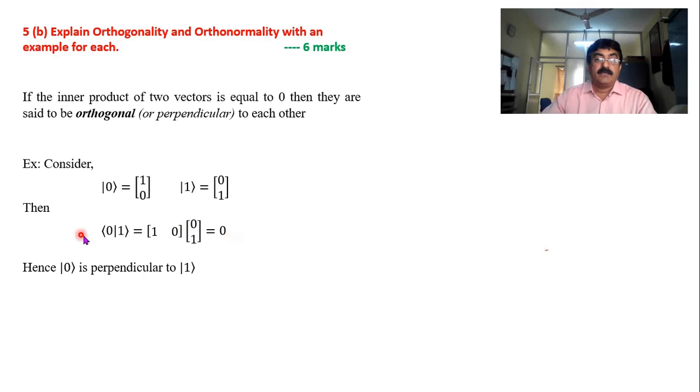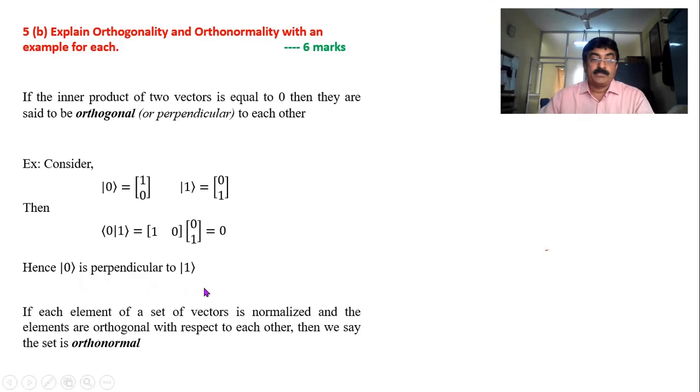That means the inner product of 0 and 1 is 0. Therefore, 0 and 1 are perpendicular to each other. That means ket 0 is perpendicular to ket 1. Therefore, 0 and 1 are orthogonal. This is one thing. Next, orthonormality. Now coming to orthonormality: if each element of a set of vectors is normalized, and normalized means that when you take the inner product of the same vector, the answer must be 1.